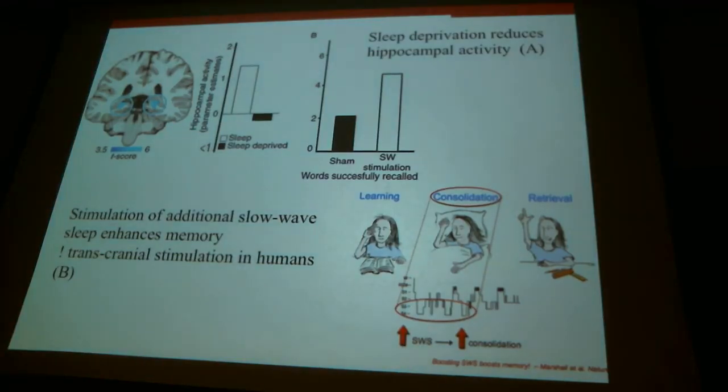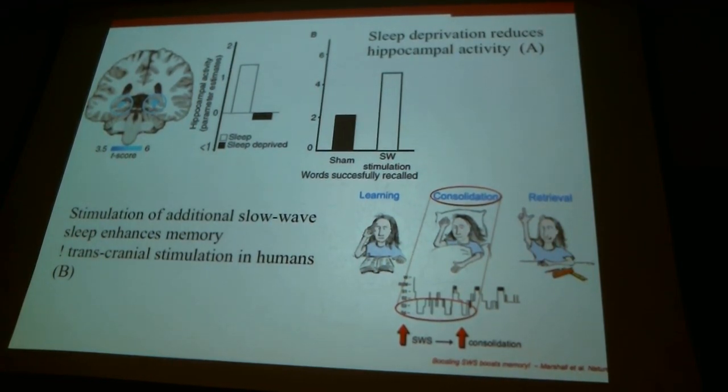Okay. We can show that sleep deprivation actually reduces hippocampal activity. So here's a normal person's hippocampal activity. This is like an fMRI study. A sleep-deprived person has reduced hippocampal activity. And if you can elicit extra slow wave sleep in a sleeping person, you can get enhanced memory.